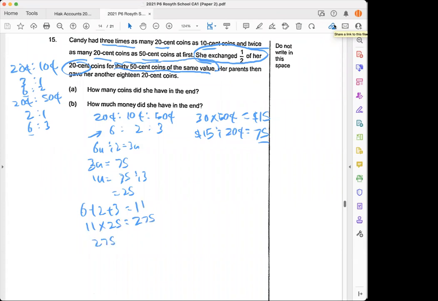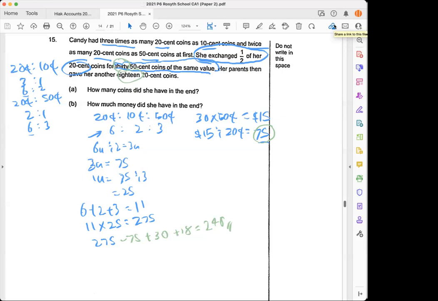Okay, let's continue. 275, and she gave away 75 20-cent coins in exchange for 30 50-cent coins, and her parents then gave her another 18 20-cent coins, so plus another 18. So this will give you 275 minus 75 plus 30 plus 18, 248. So this is the answer.